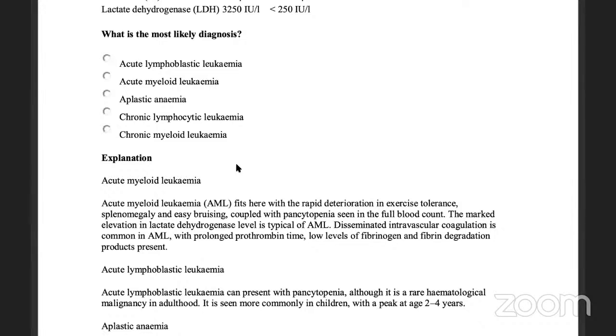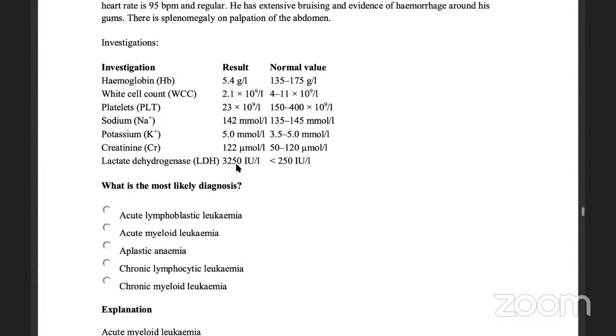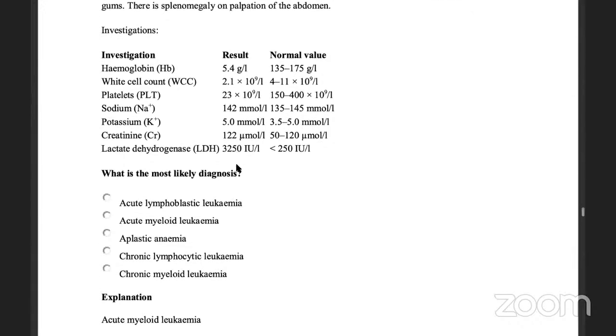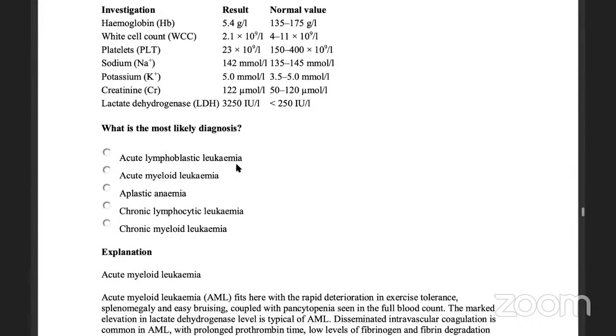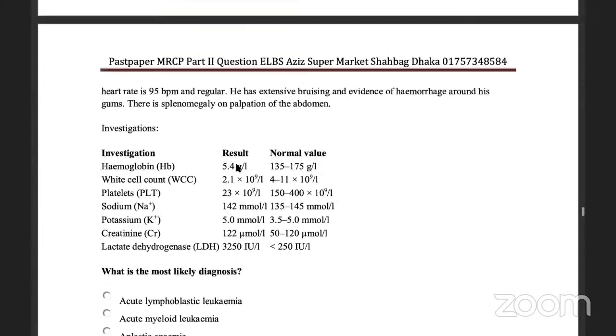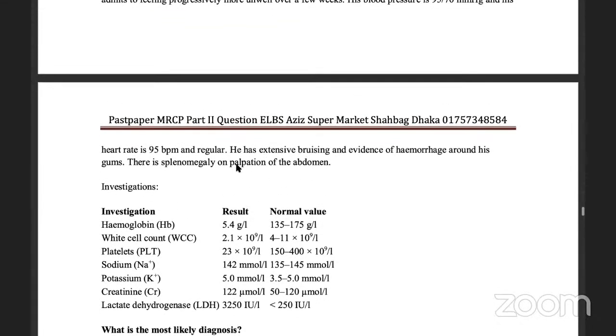AML fits here: the rapid deterioration in exercise tolerance, splenomegaly, and easy bruising coupled with the pancytopenia. Marked elevation of LDH level typical of AML. DIC is common in AML with prolonged prothrombin time, low level of fibrinogen and fibrinogen degradation product. It didn't give any features of DIC, and they should give the PT INR. Yeah, just why not? Why not aplastic?